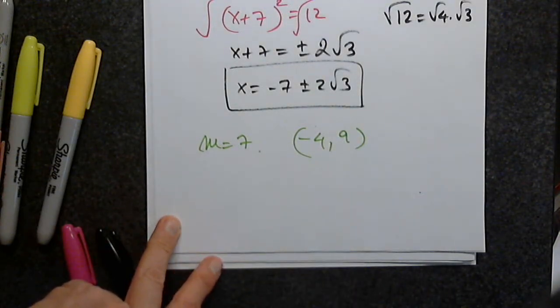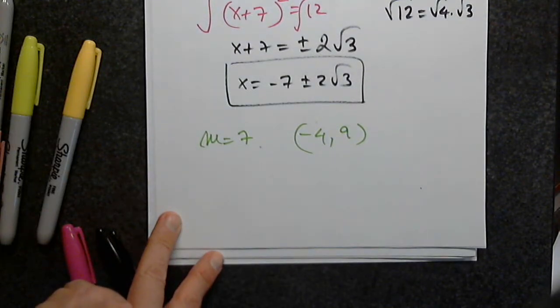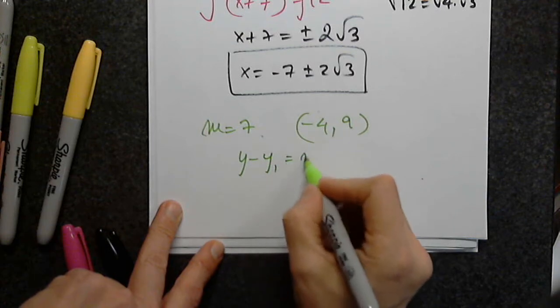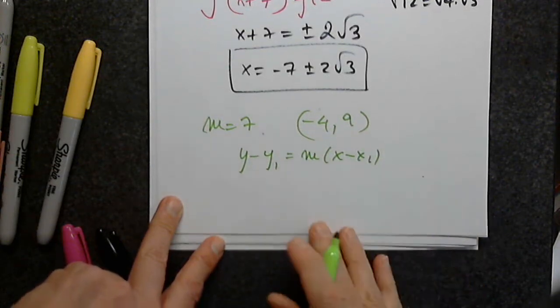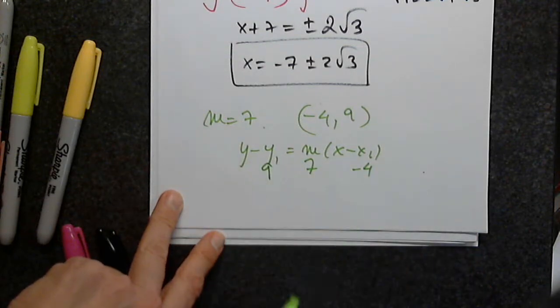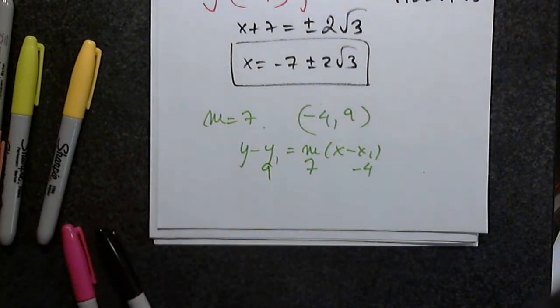It's asking you to give it in point slope. Yeah, point slope. And very good. So y minus y1 equals the slope times x minus x1. The slope is 7. x1 is -4. y1 is 9. Yes.